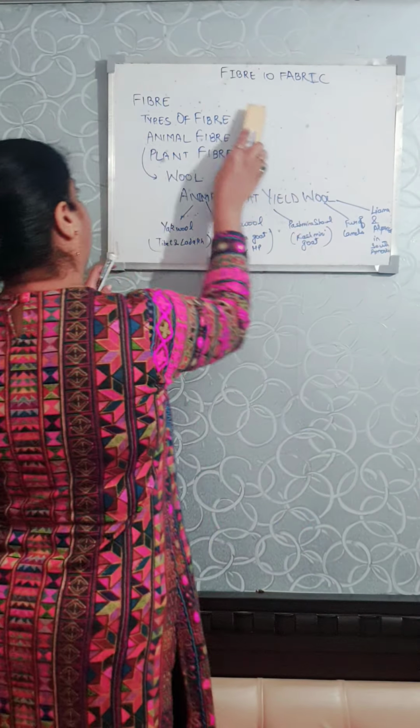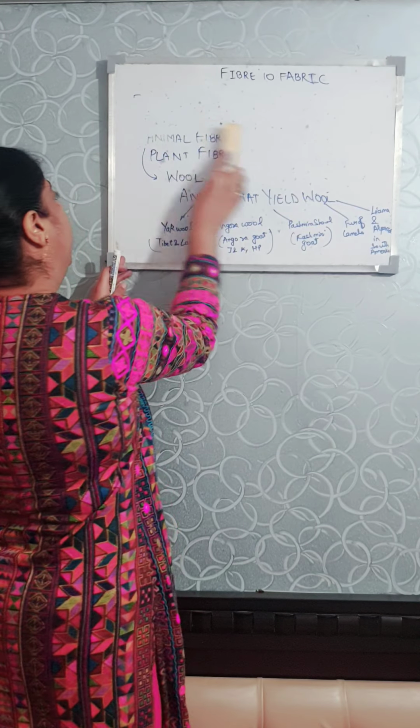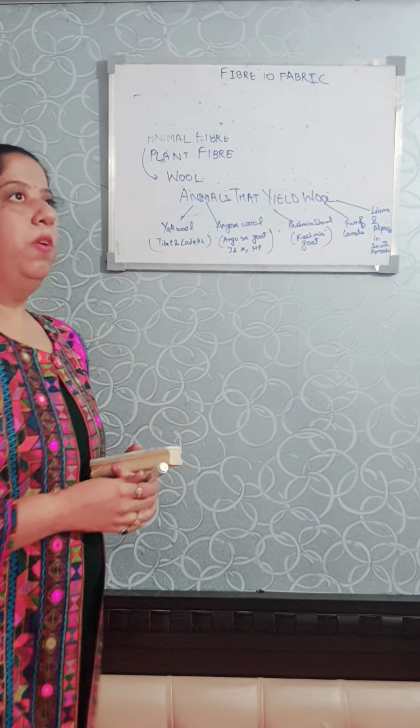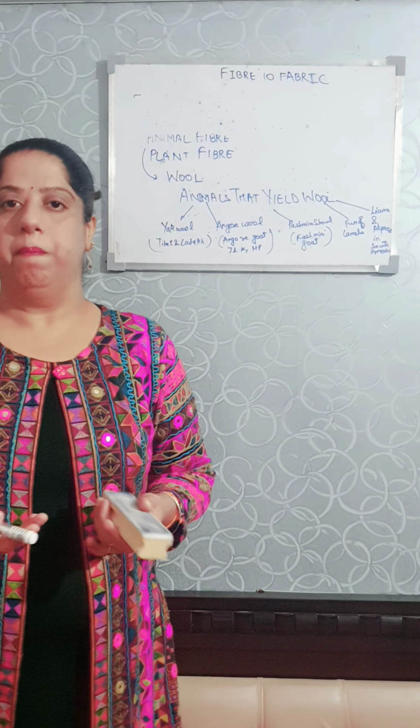Now we come to our next topic, that is rearing of sheep and how we get wool from them. What do you know about rearing? Rearing means how we take care of our sheep and what they are fed on. For example, sheep are found in the hilly areas of Himachal Pradesh, Jammu and Kashmir, etc., and in different parts of our country.